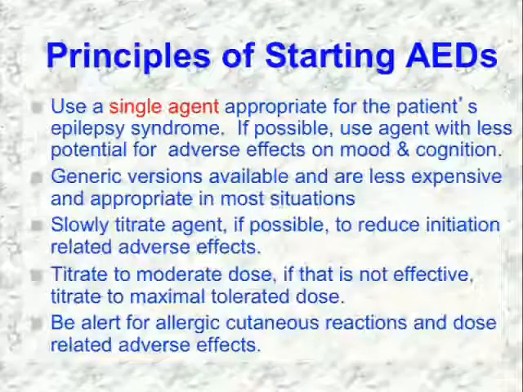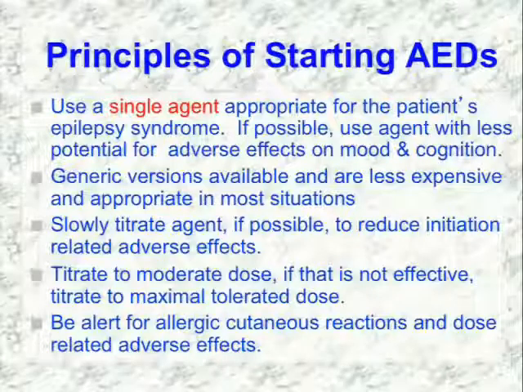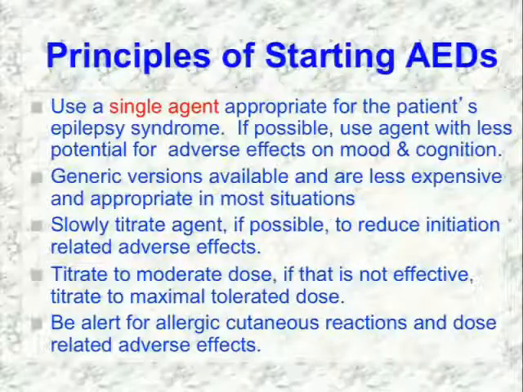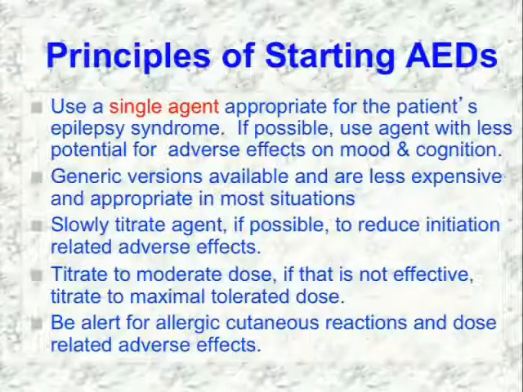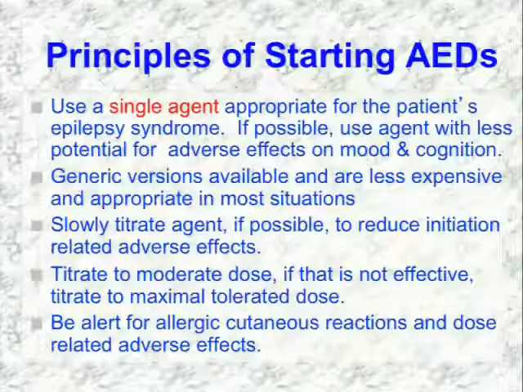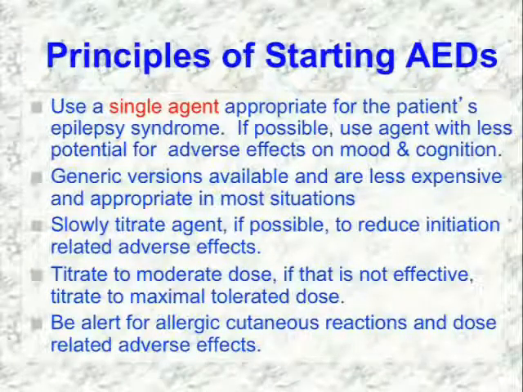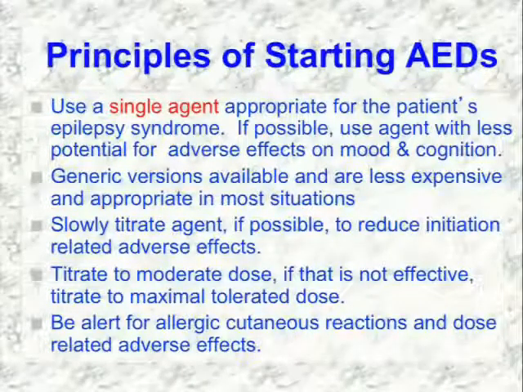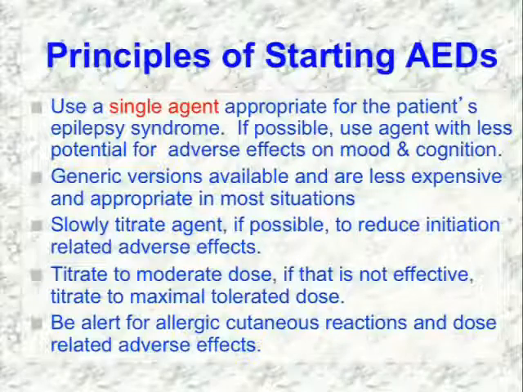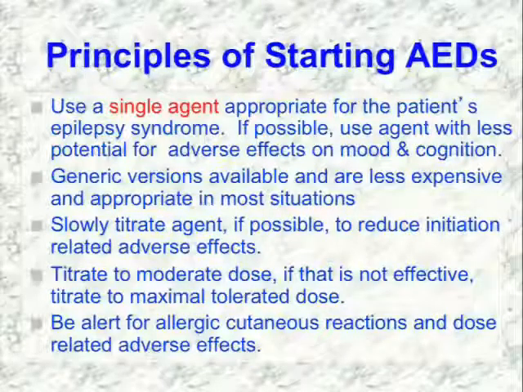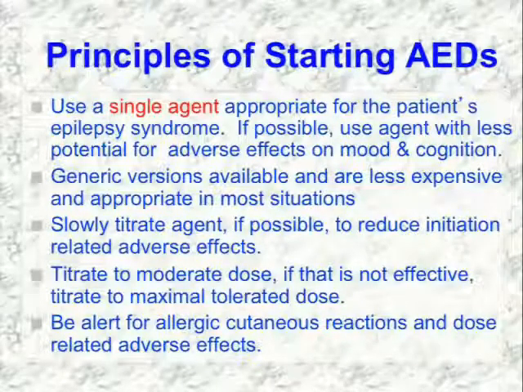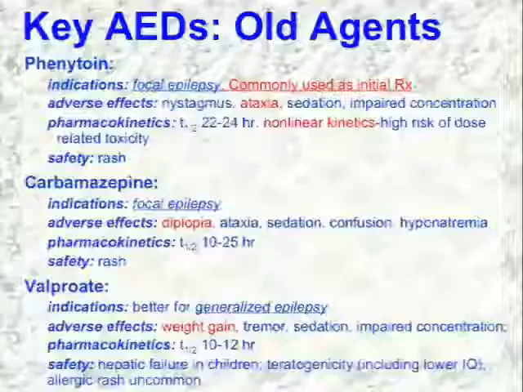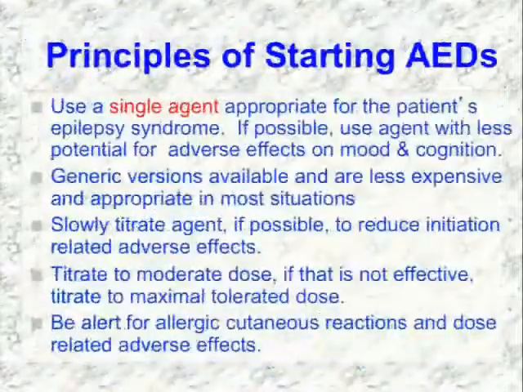So the principles: use a single drug. Use generics if possible, because patients won't take their medication if they can't afford it. Slowly titrate the agent to reduce initiation-related side effects. Titrate to a moderate dose, see if it works. If it doesn't work, you try a higher dose. Watch out for allergic skin rashes, because that's one of the few ways you can really harm somebody with anti-epileptic medications. So that's the principle of starting it.